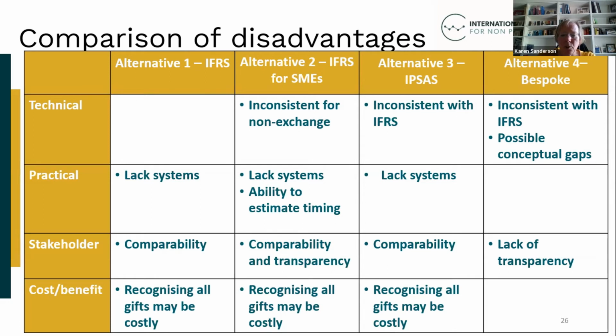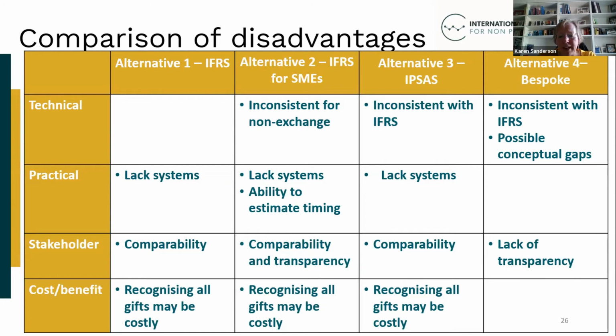From a practical perspective, all alternatives other than alternative 4 have system implications, as information would need to be captured for recognition and measurement purposes. This disadvantage is most notable for the inventory items that we discussed earlier. And in addition, alternative 2 may have practical difficulties for NPOs in making judgments to estimate timing for recognition purposes. So whilst we had the advantage that it's easy to implement, there's still more judgment that's required.